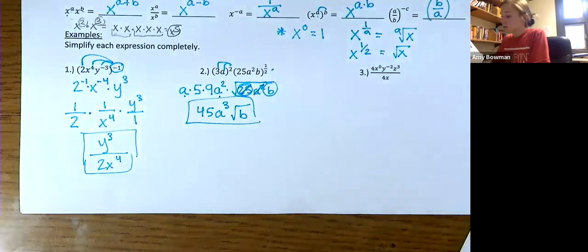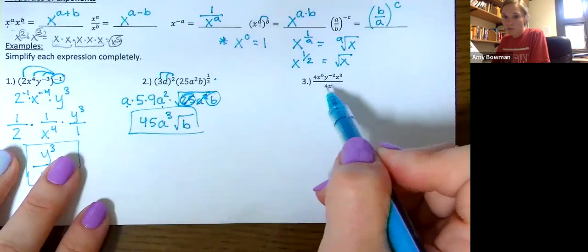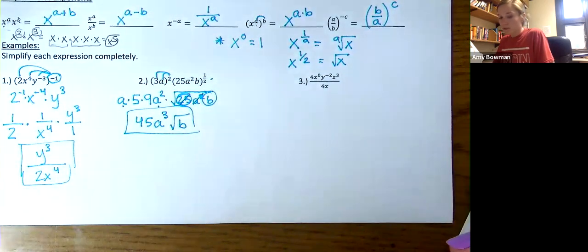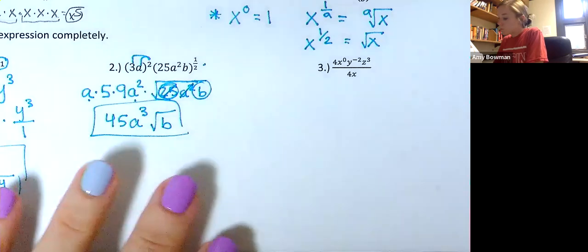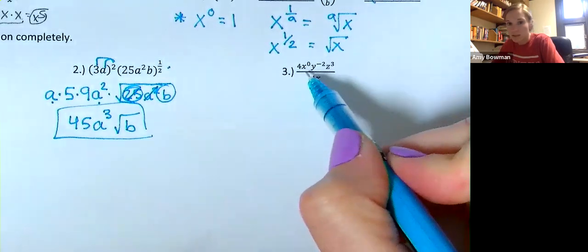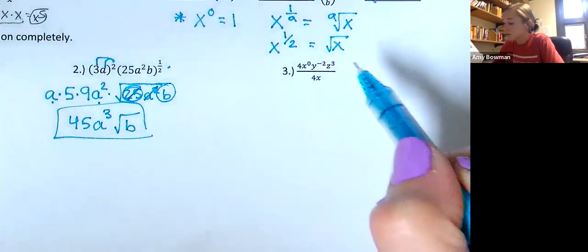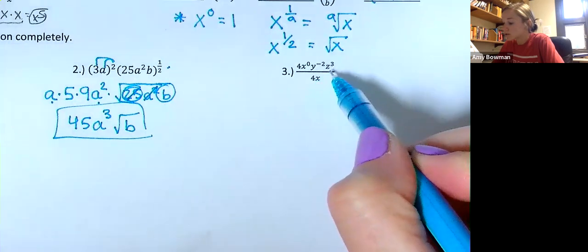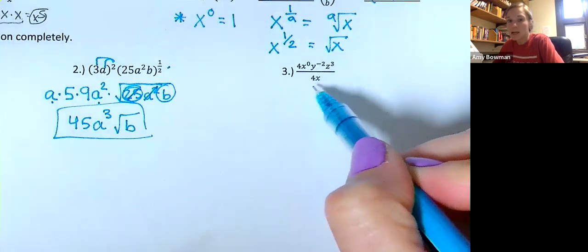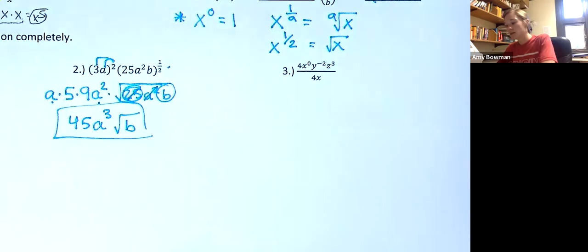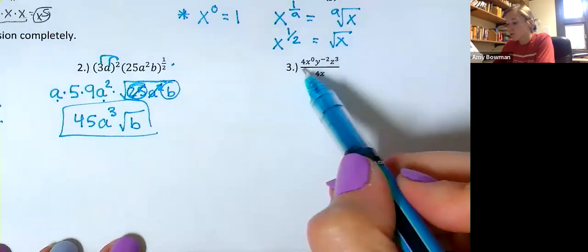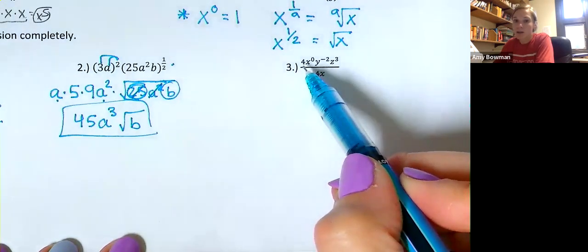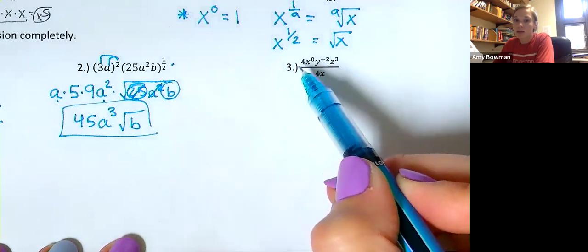And then finally, I've got one more here with a fraction. 4 times x to the 0th times y to the negative 2 times z cubed, all divided by 4x. There's a lot going on here. Just take it one thing at a time. Let's start with the 4. 4 does not have an exponent. There's nothing to simplify here.